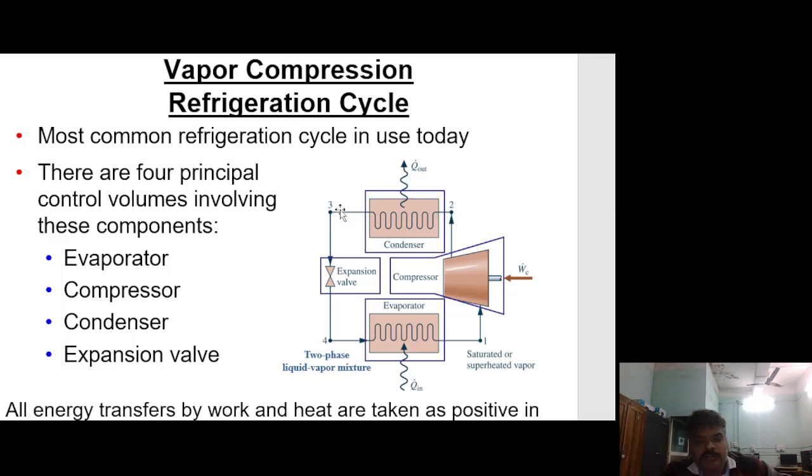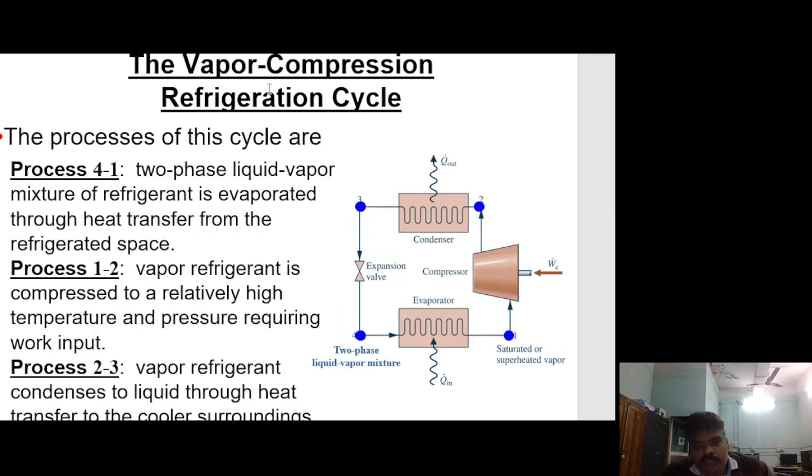Pressure is the same. From 3 to 4, expansion happens in the expansion valve or capillary tube, due to which pressure goes down, and again the same evaporator. In the evaporator, evaporation starts. The four components: evaporator, compressor, condenser, expansion valve. All energy transfers by work and heat are taken as positive in the direction of the arrow on the schematic, and energy balances are written accordingly.